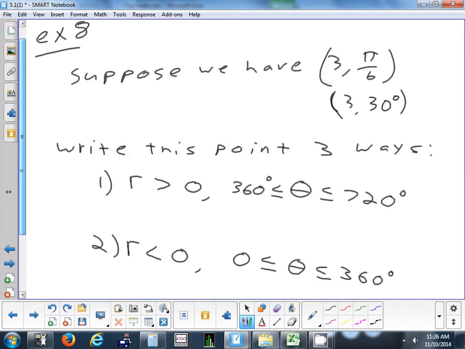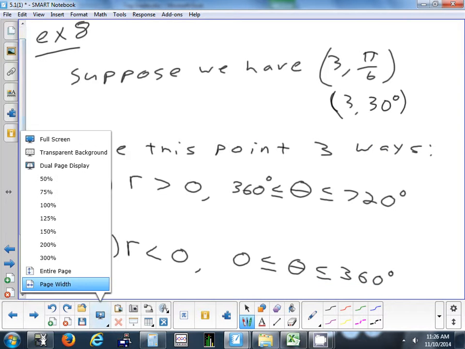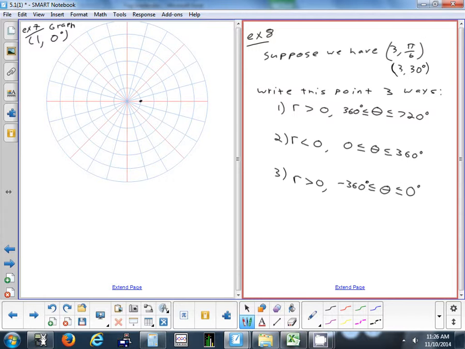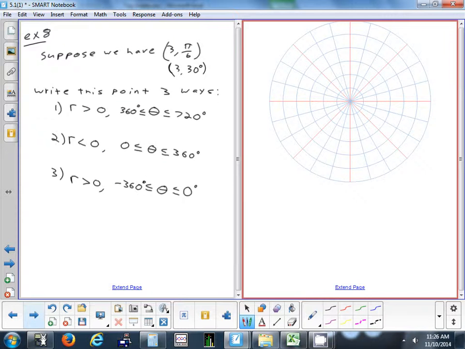All right, so we've got the point (3, 30°). Let's graph it like this. Okay, so go right 3, and then 30 degrees counterclockwise. All right, number 1. For the first one, they want the radius positive.